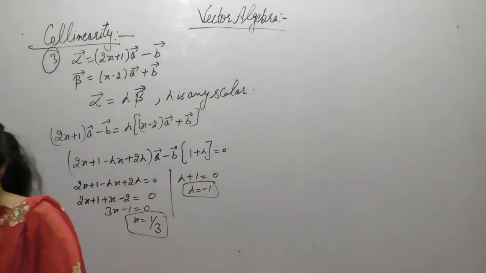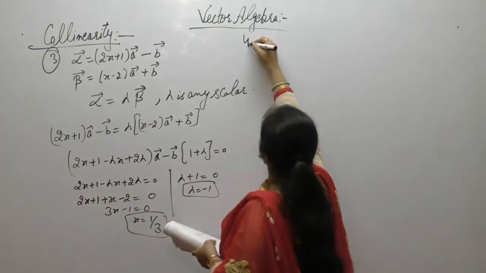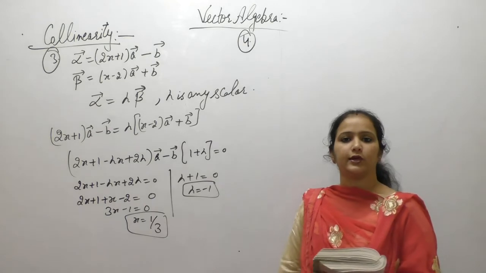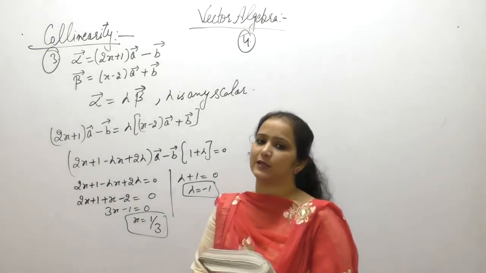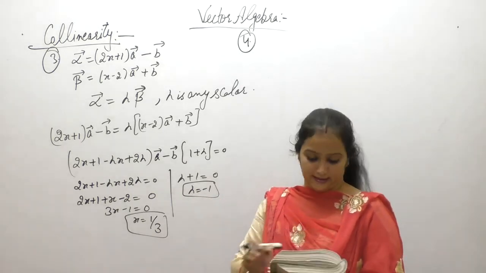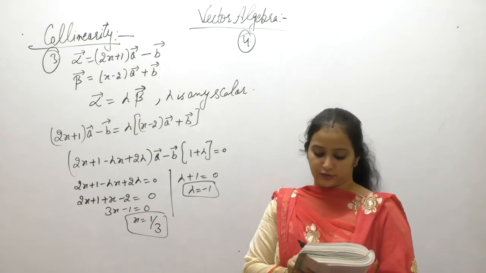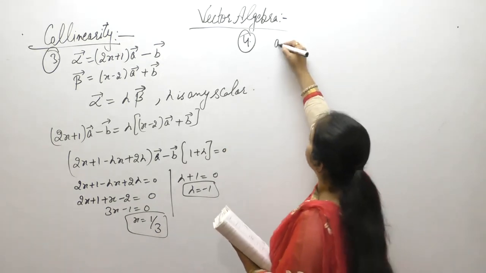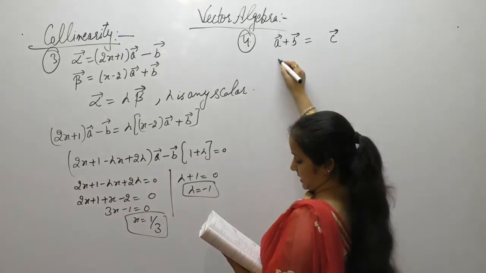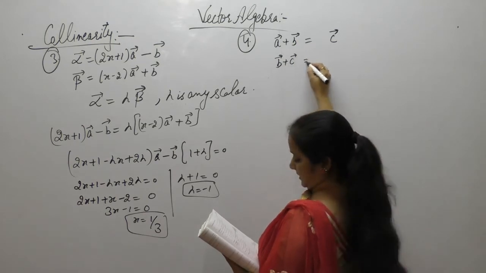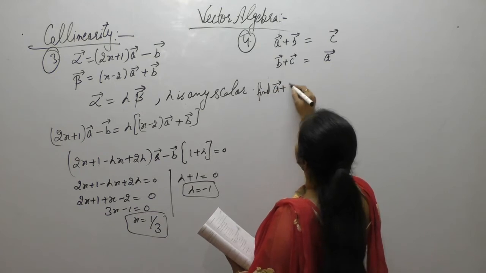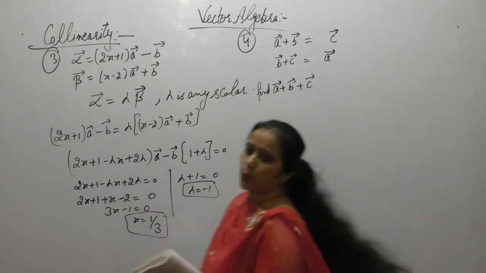Now next one. If A vector, B vector, C vector are three non-null vectors, such that any two of them are non-collinear. Non-null vectors means the value of A, B and C vectors is not 0. If A vector plus B vector is collinear with C vector, and B vector plus C vector is collinear with A vector, find A vector plus B vector plus C vector.